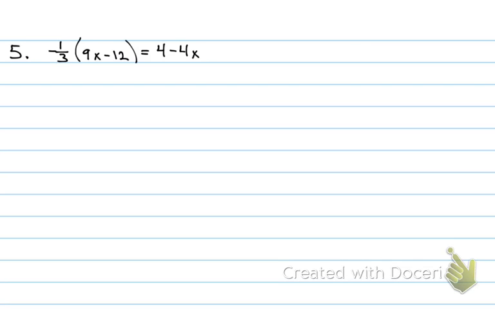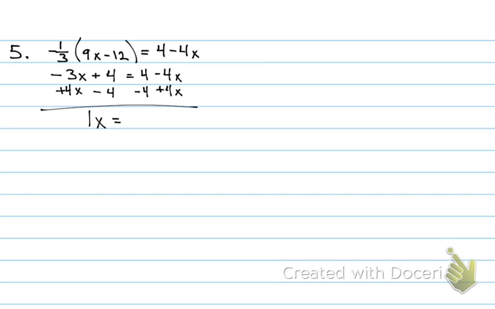All right, so negative 1/3 times 9x is negative 3x. Negative 1/3 times 12 is positive 4, equals 4 minus 4x. Now, my challenge is that I have variables on both sides of the equation. So I need to move one or the other. What I've told you in the past is to move the smaller value of the two so you don't end up with a negative variable. So if you add 4x to the left side, that means you need to move your numbers to the right side, okay? So negative 3 plus 4 is 1x equals, what is 4 minus 4? 0. x equals 0.